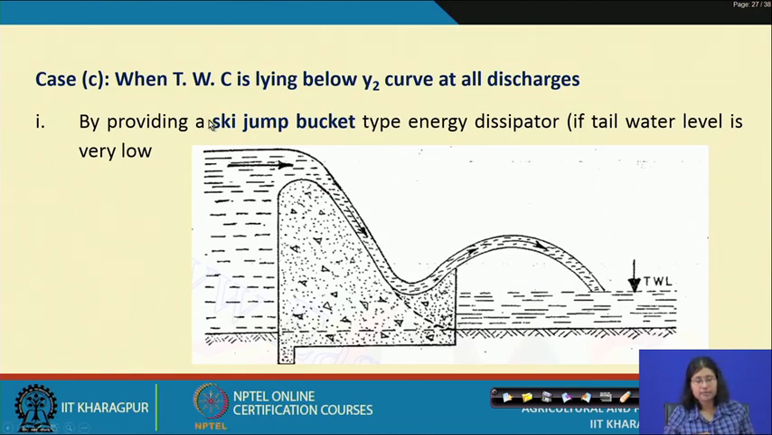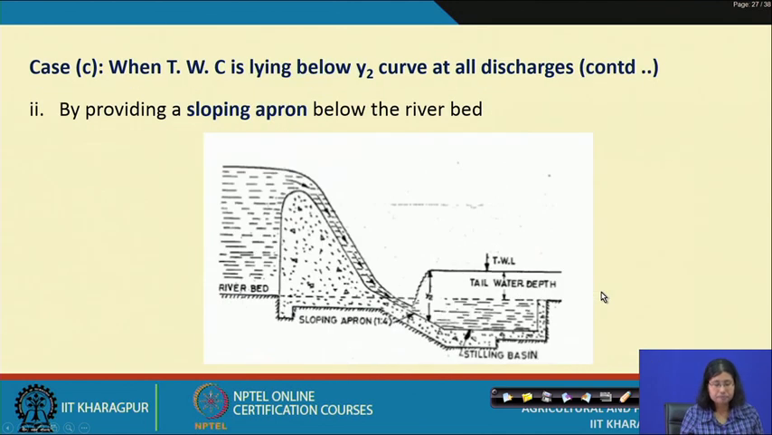Now, when the TWC is lying below the Y2 curve at all discharges, here this is case 3. We can provide a ski jump bucket energy dissipator if the tail water level is very low. So, we provide a ski jump kind of bucket here.